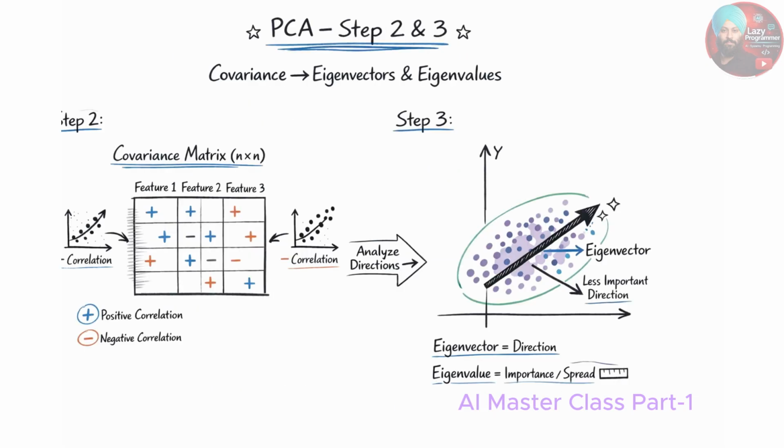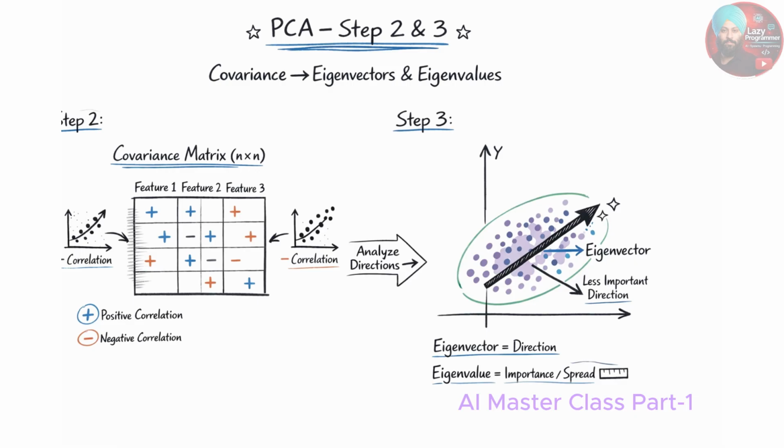Now, the second step after standardization of data is to compute the covariance matrix. Suppose we have n number of features. Now, an n cross n matrix is calculated to identify how variables correlate with each other. Positive values mean there is a positive correlation, while negative values indicate an inverse correlation. After calculating this, we need to calculate the eigenvectors and eigenvalues to find the direction and importance of that data.